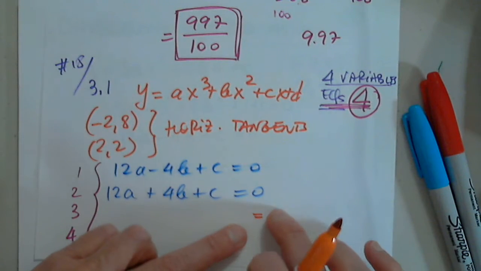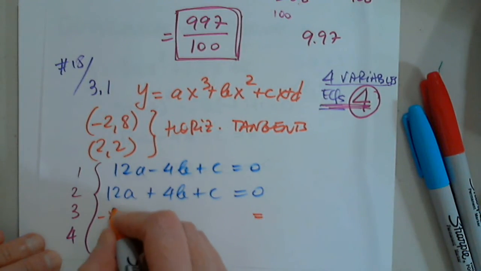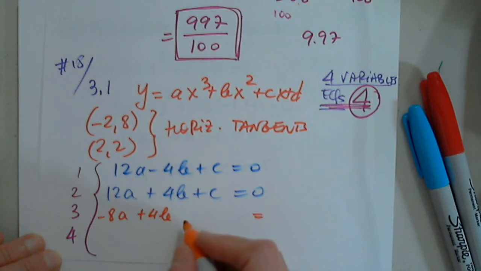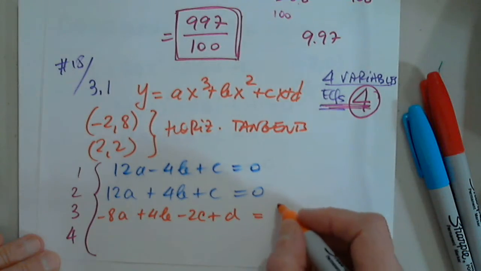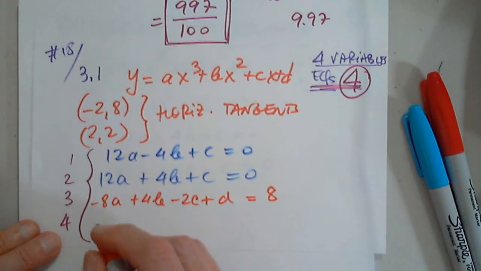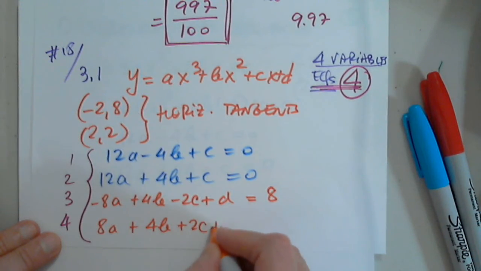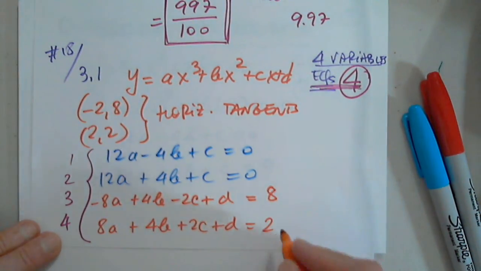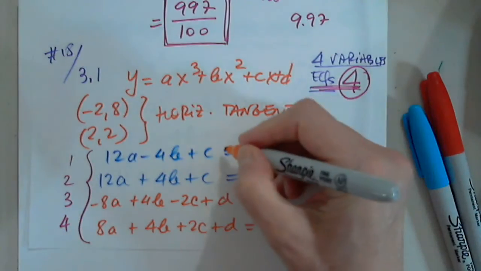I would plug it in, but what do I get? Okay, I'll plug it in first. Negative 8A plus 4B minus 2C plus D. How much is the answer? 8. That's all I needed you to say. Thank you. And the other one is the same, so I have 8A plus 4B plus 2C plus D equals 2. We have 4 equations, 4 variables. And you notice that here D is 0.